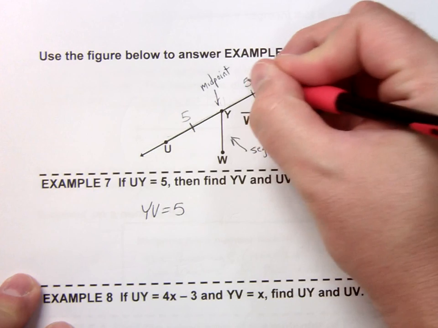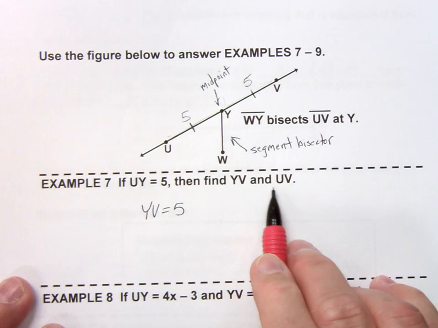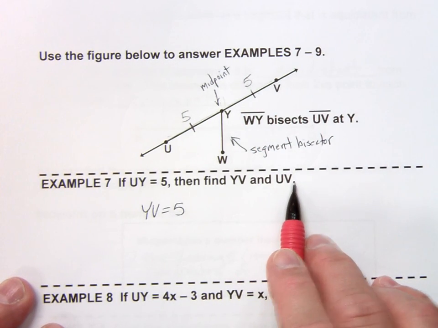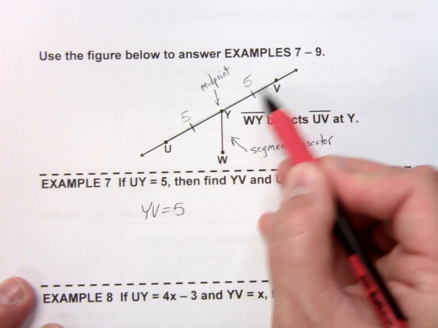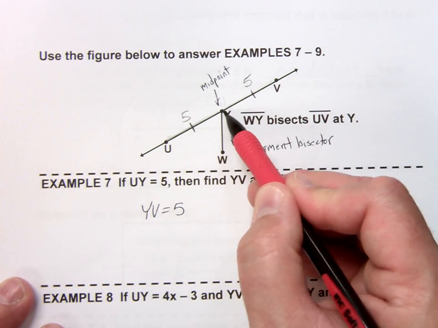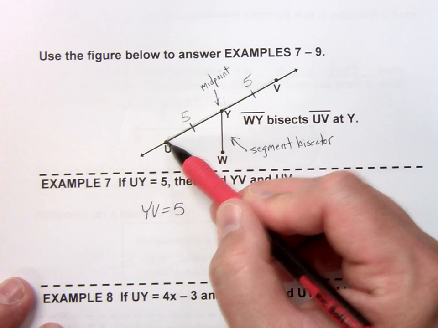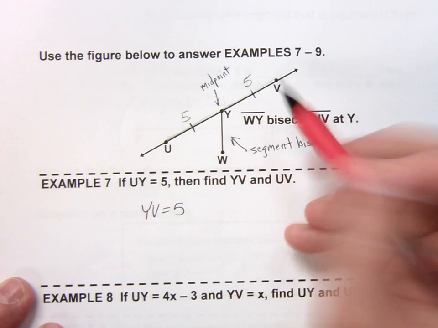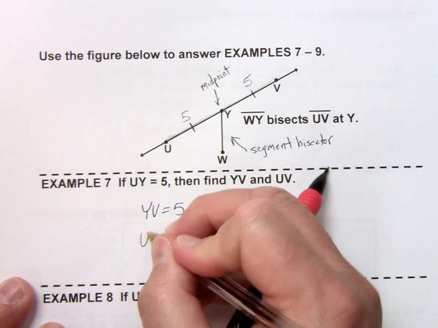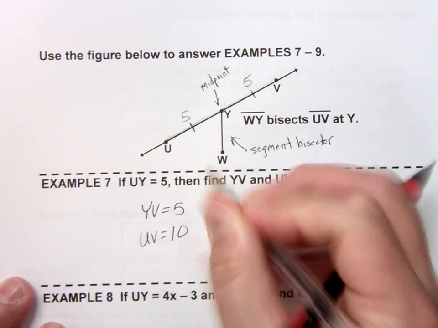The other part of that question was we're supposed to find the distance from U to V. So from U to V, well, I would have 5 and 5. So together that entire segment has a length of 10. I'm just adding 5 plus 5 to get 10.